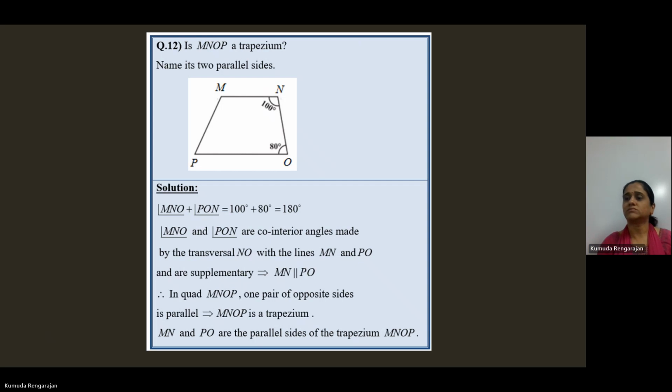You said MN and PO are the parallel sides, but before that you must explain why it is a trapezium. You should give reasons. You cannot just say by looking at the figure, yeah, it looks like a trapezium, so it's a trapezium. Yeah, read the steps.